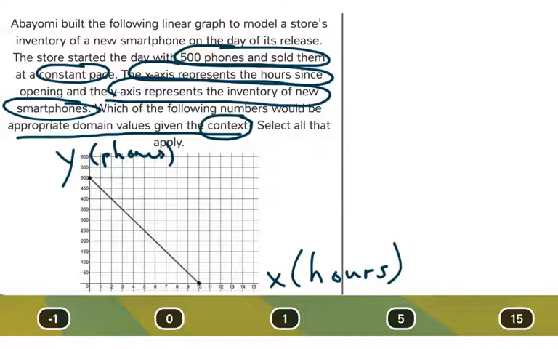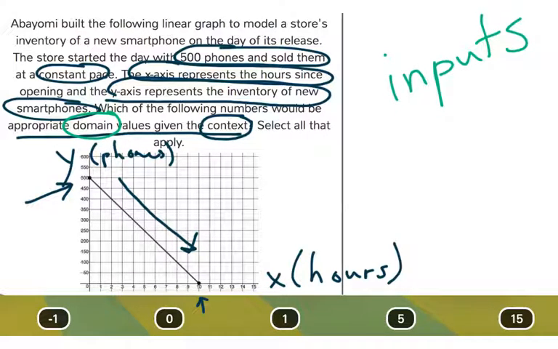Okay. Which of the following numbers would be appropriate domain values given the context? All right, so basically you can see the graph. You can see they started with a whole bunch of phones. It looks like 500. During the day, they sold it, right? They sold that phone throughout the day based on the number of hours, and then after about 10 hours, they ran out. So we want to know, based on this graph, which of the following are appropriate domain values. When you see the word domain, just think input. Okay, which of the following are valid input options for x?